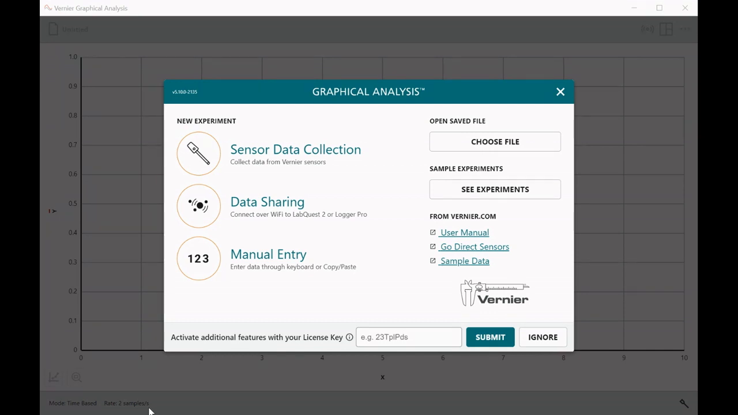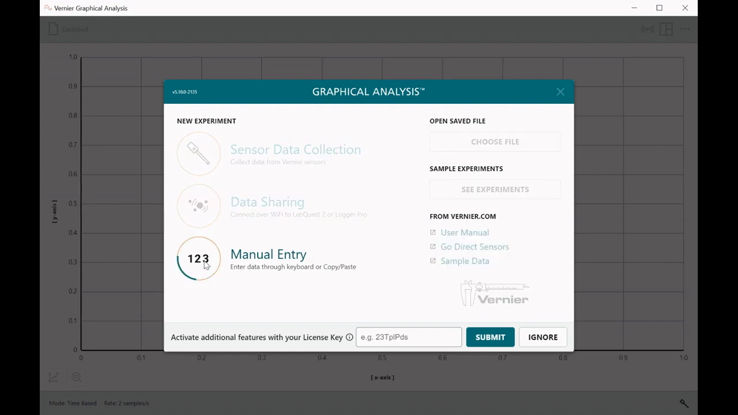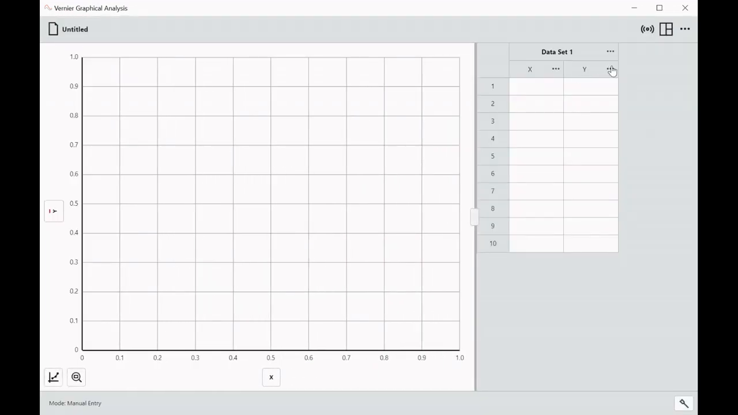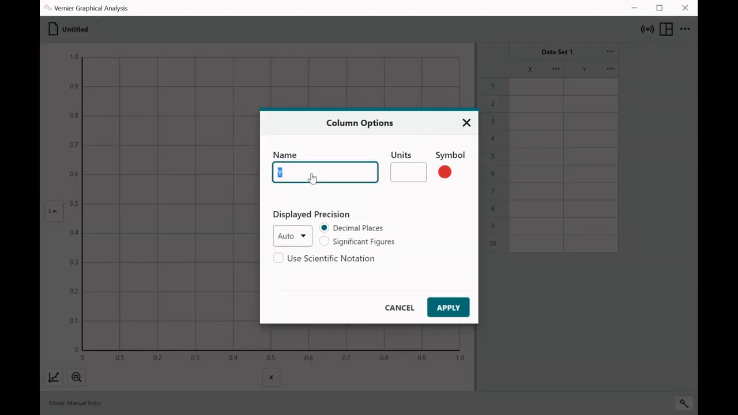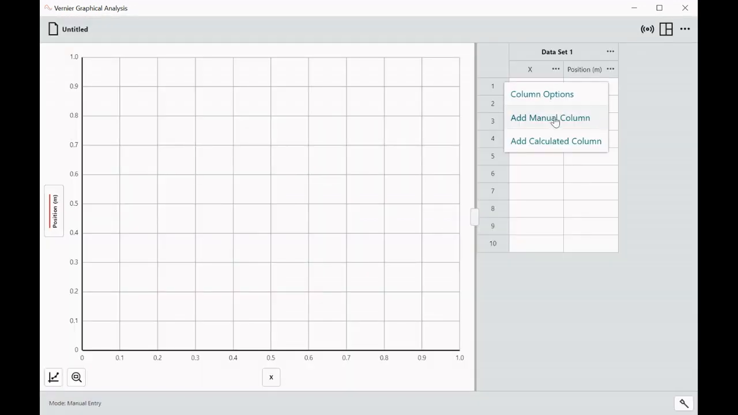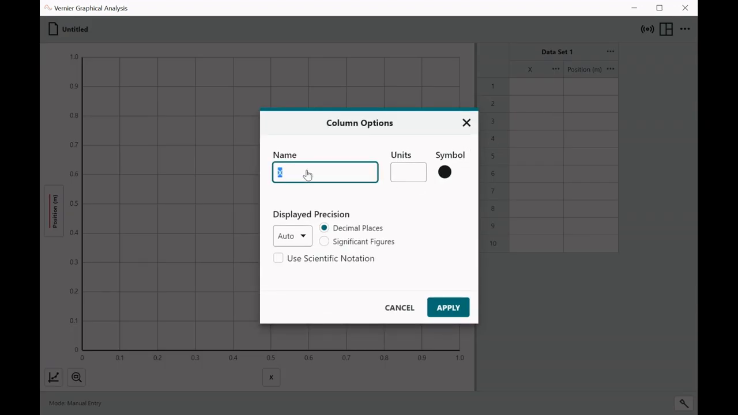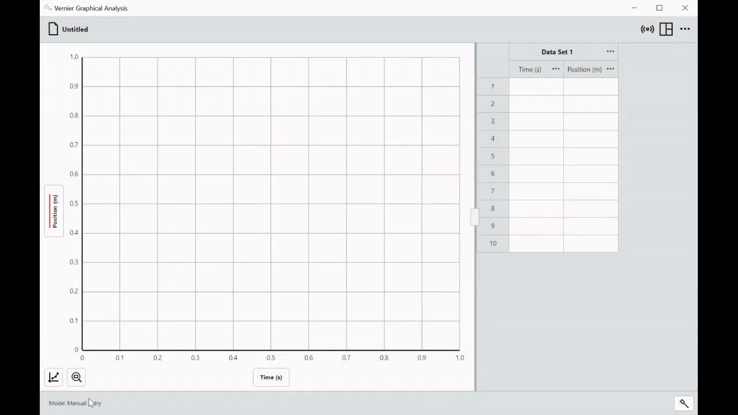and now I'm going to enter this data into graphical analysis, and we will make a graph and find its slope, and that slope should tell us what is the velocity of my vehicle. So I'm going to choose manual entry so I can enter my data by hand. On my y-axis, I am going to put the position, which we measured in meters. On the x-axis, I am going to put the time, which we measured in seconds.